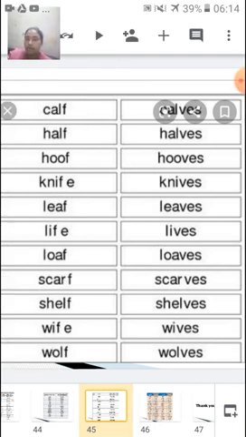Next we have calf, calves. Half, halves. Hoof, hoofs. Knife, knives. Leaf, leaves. Life, lives. Loaf, loaves. Scarf, scarves. Shelf, shelves. Wife, wives. Wolf, wolves.